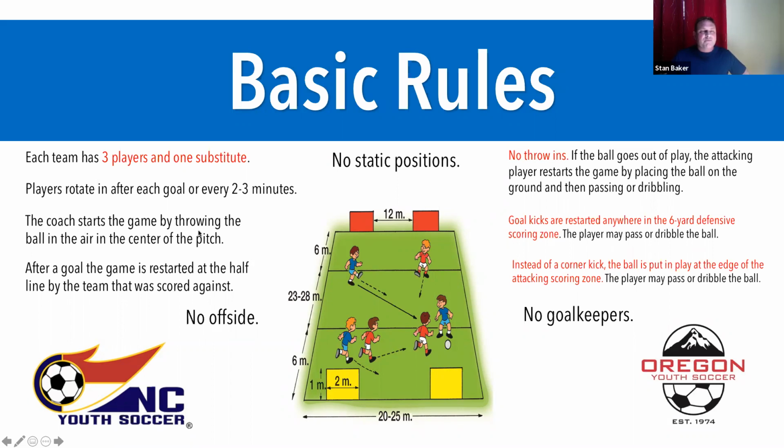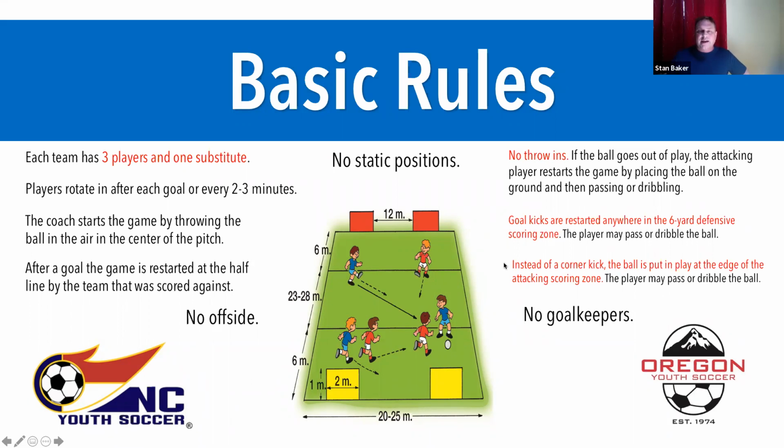The coach starts the game by throwing the ball in the air in the center of the pitch. After a goal, the game is restarted at the half line by the team that was scored against. No offside in this game. There are no static positions, so the players are learning to play in different positions on the field and moving, and they learn shapes such as the triangle. The triangle shape is the basic fundamental shape in the game of soccer, and they learn this through the game of Funiño.